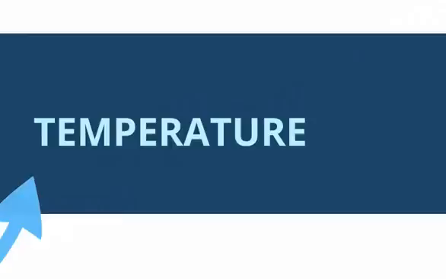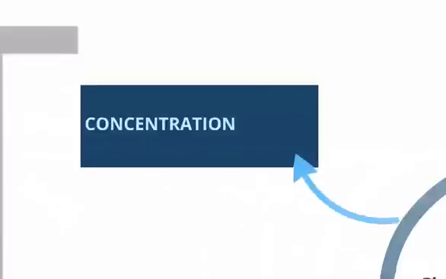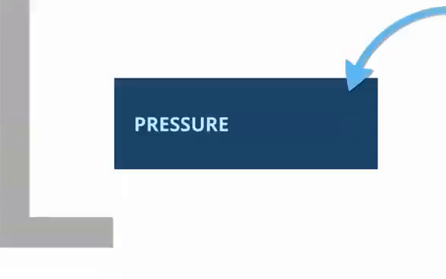Now the first one that we need to look at is temperature, and temperature has an effect, but you should be able to explain what's happening in terms of particles and how they cause a change. The second one we're looking at is concentration. Third one is pressure, and pressure is usually to do with gases, or in fact it's always involving gases. And the last one is surface area.